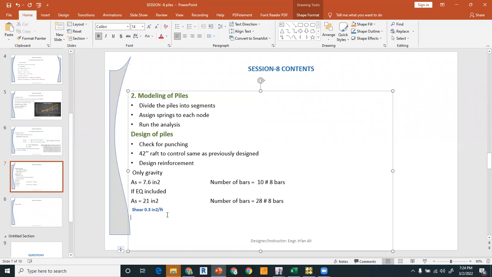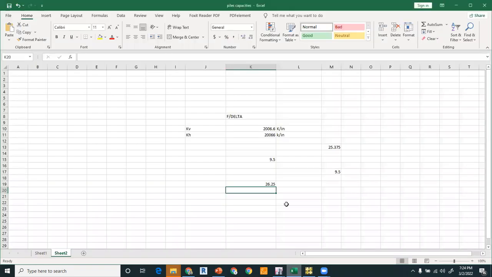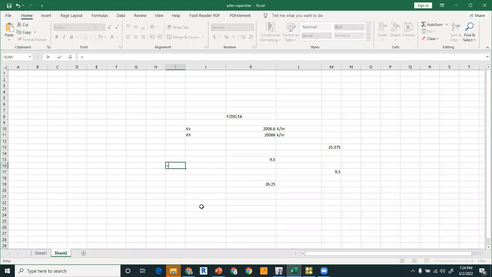And you have to provide this shear, which is equal to 0.3 inch square per foot. So we will be using number 3 bar, right? So if you use number 3 bar, its area is 0.11, divided by 0.3.